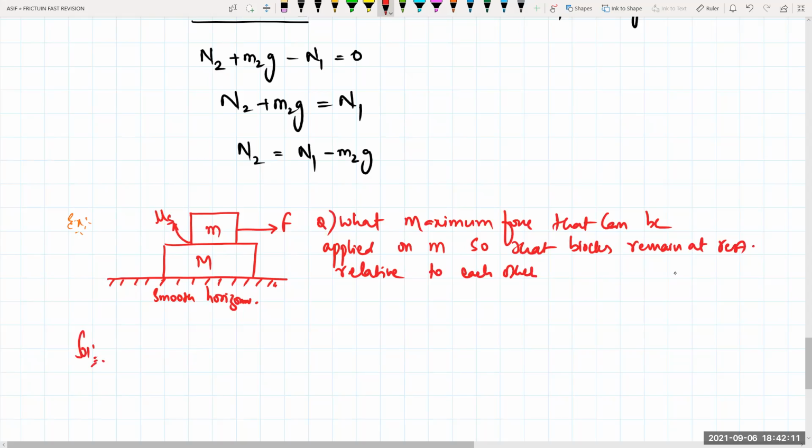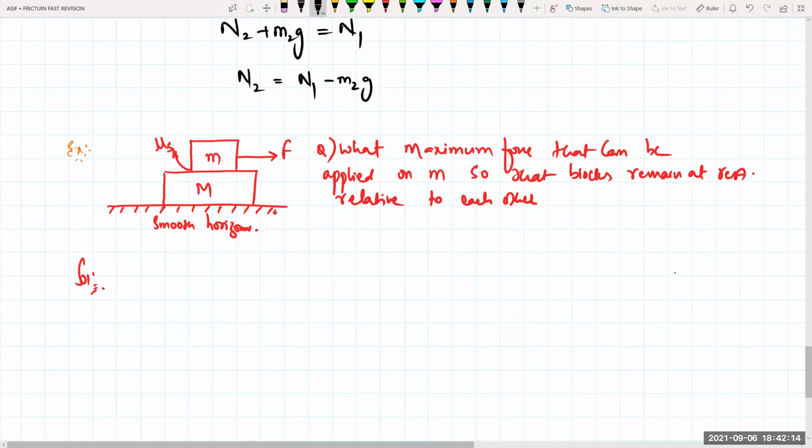First, make an FBD for this one. Normal reactions are acting on this body, and the force is acting on this body. If there is a friction acting on this body, it will be equal and opposite friction even on this one. That is your F. So right now, what is the maximum limiting friction I can write? Friction will be equal to mu s into N, that is mu s into N, which will be equal to mu s into m into g.